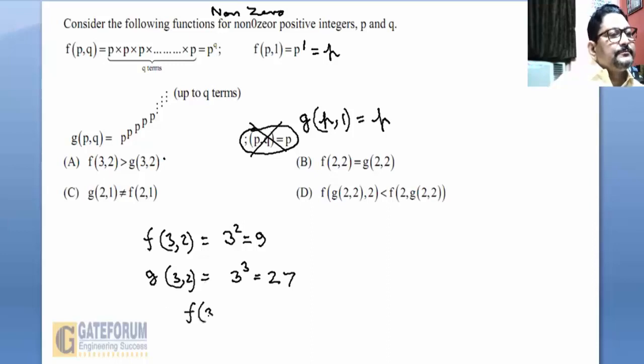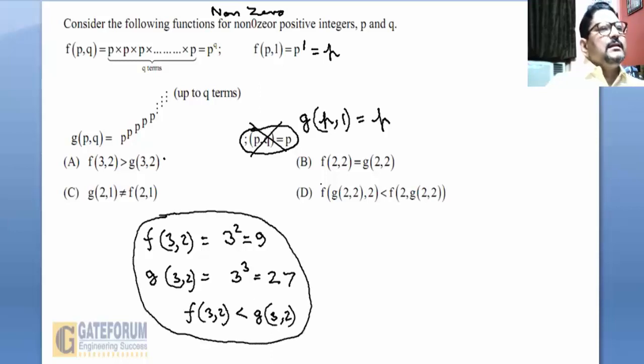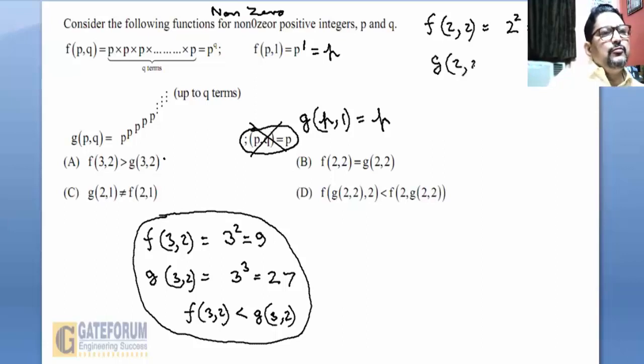F32 should be less than G32. So the first one is proven wrong. Let us look at the second one. F22. What is that? That is nothing but 2 × 2. That is 2 to the power 2. That is 4. What is G22? G22 is nothing but 2 placed twice. That is also equal to 4.